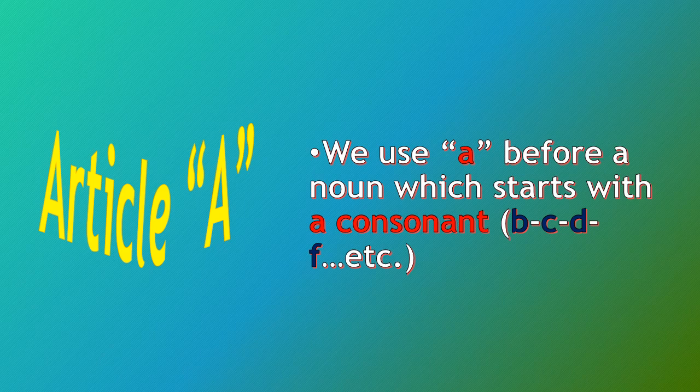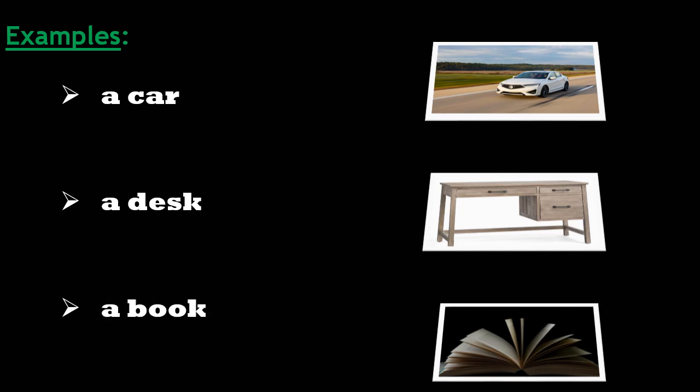Let's see more examples. For example, we have a car, a desk, a pot. As you see, these nouns are singular and start with a consonant. We have in example number 1, consonant C. Example number 2, it's consonant D. Example number 3, consonant B. So, singular and start with a consonant, we use the article a. Correct, very good.